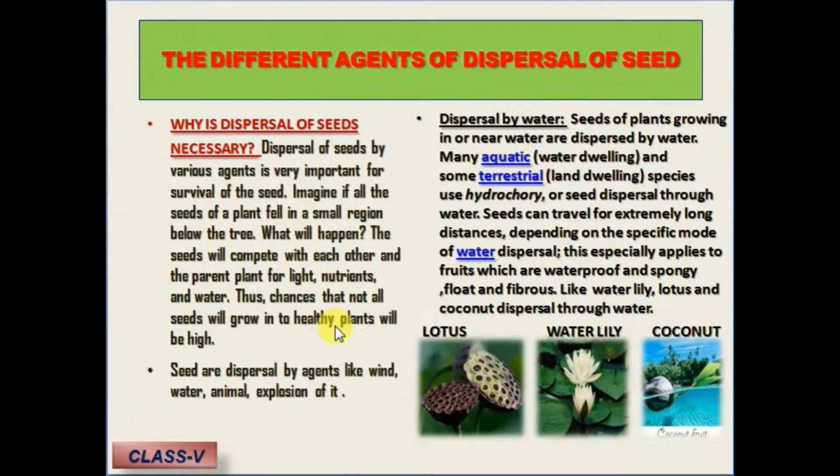That question arises here because the plant's life depends on it. The dispersal of seed by various agents is very important for the survival of the seeds.